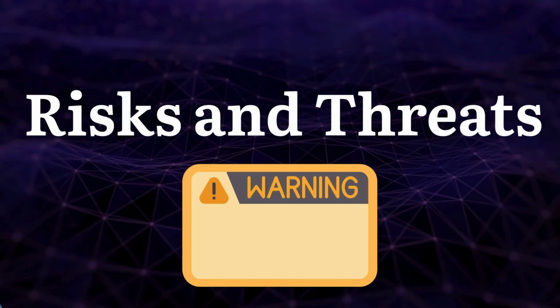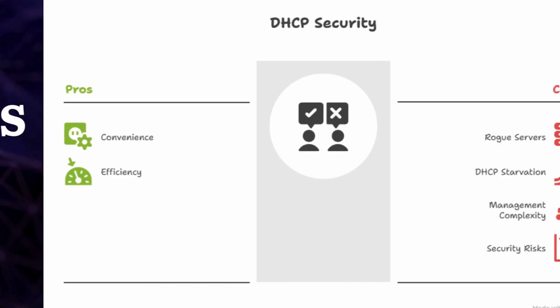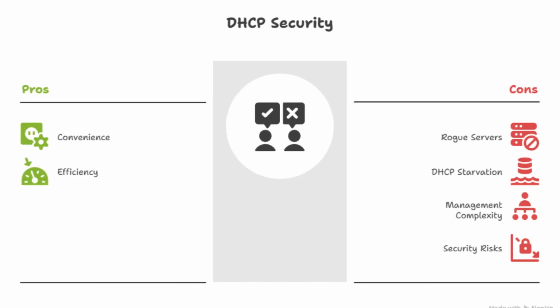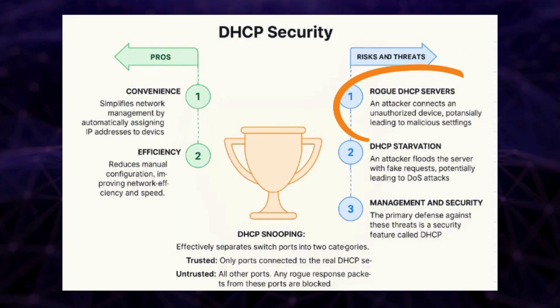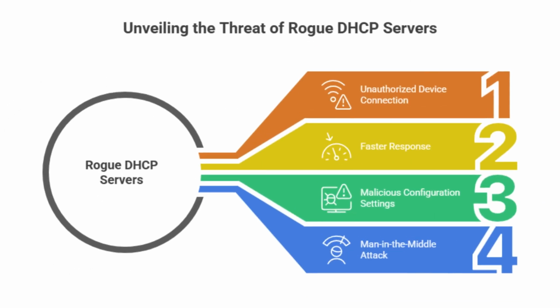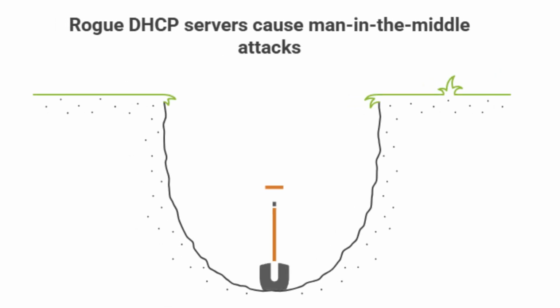Risks and threats. While DHCP is fantastic for convenience, its open nature presents a couple of serious security risks. Rogue DHCP servers: an attacker connects an unauthorized device, a rogue server, to the network. This rogue server might respond faster than the legitimate one and hand out malicious configuration settings, like a fake default gateway or DNS server, leading to a man-in-the-middle (MITM) attack.